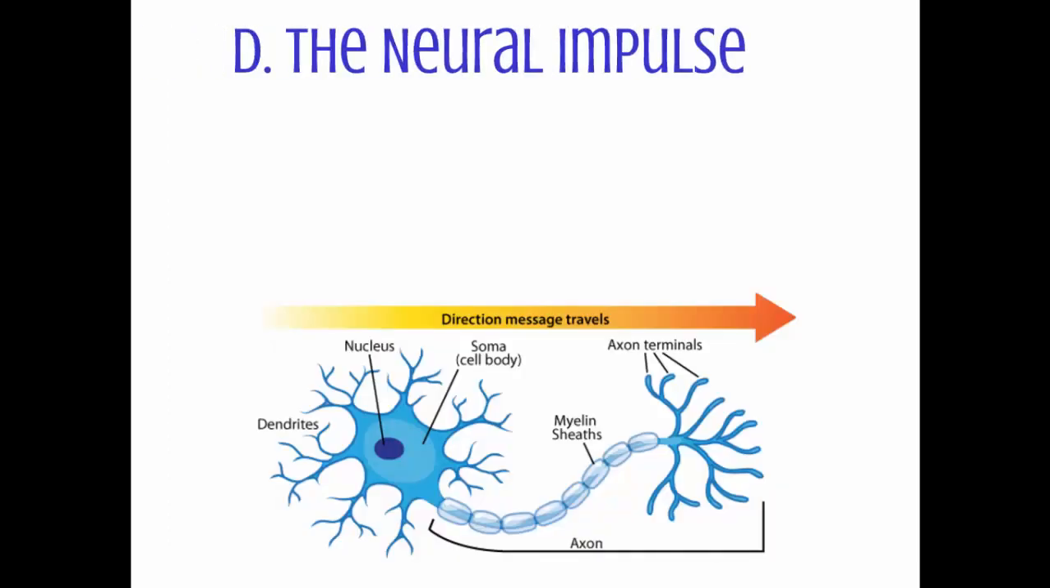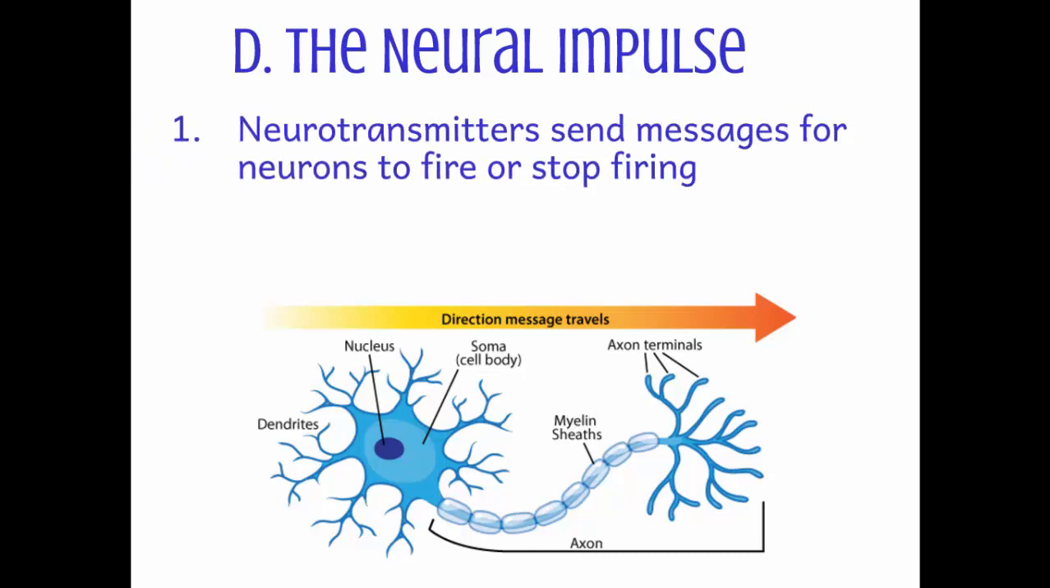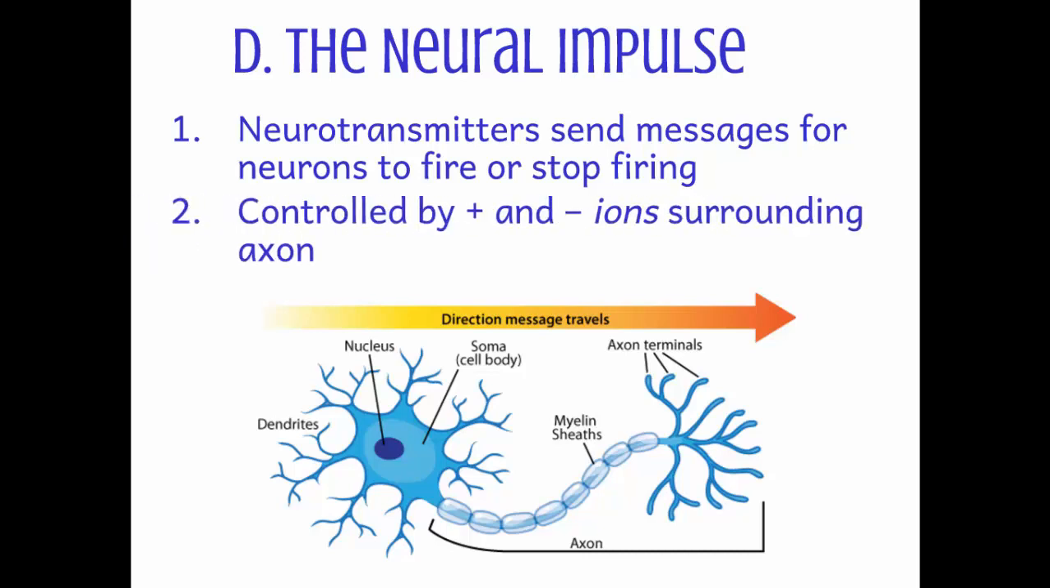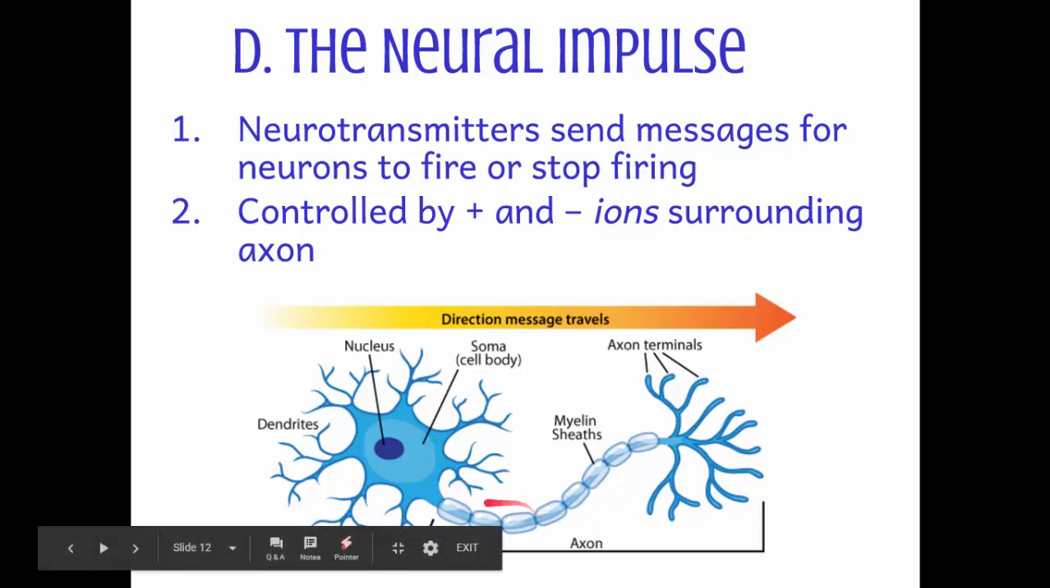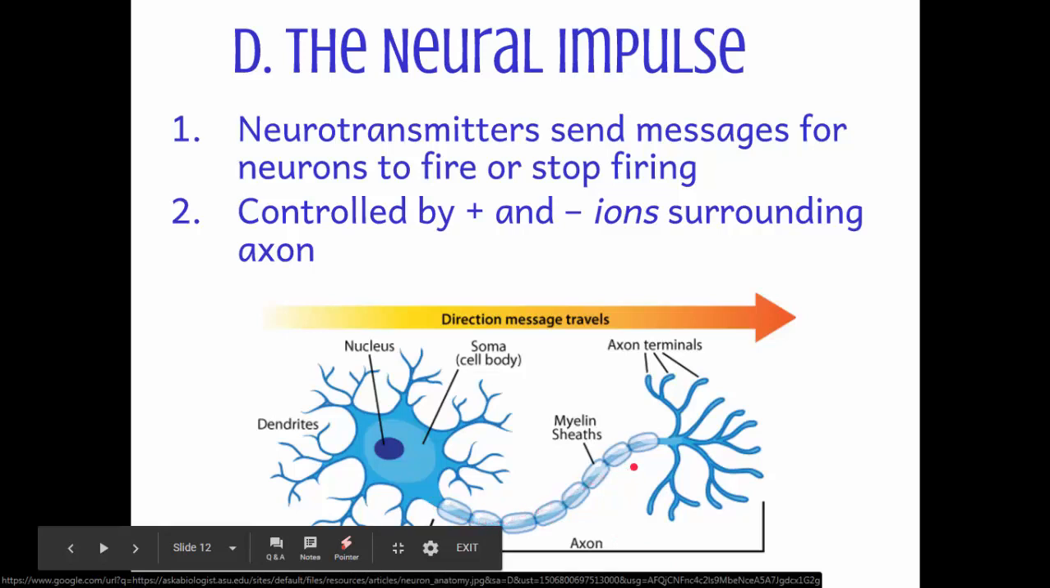We've talked about the structures. Now I want to talk about the neural impulse itself. The neural impulse is the message that we think of as being sent between neurons and throughout the nervous system. What happens with a neural impulse is that neurotransmitters send those messages for a neuron to either fire or to stop firing. The neural impulse itself is controlled by positive and negative ions surrounding the axon. So this down here, the axon, is where the neural impulse is actually occurring. This is what we're talking about when we talk about the neural impulse taking place.